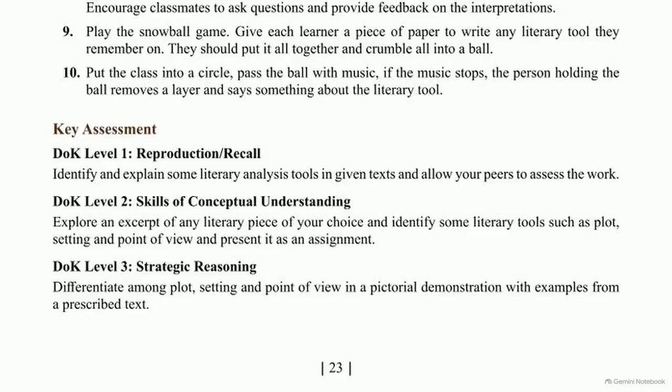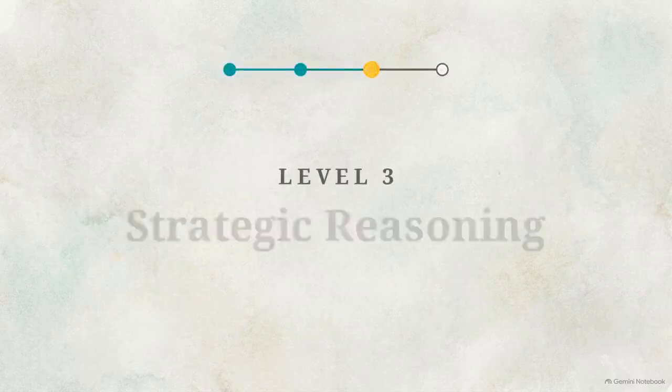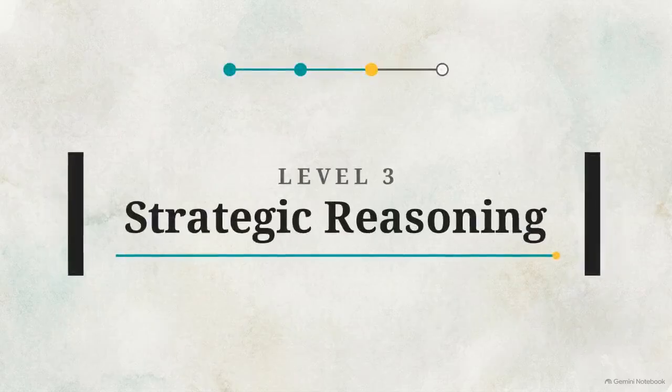This document outlines how your mastery will be assessed. For Level 1, you must identify literary tools. Level 2 requires you to explore an excerpt to identify tools like plot, setting, and point of view. Moving to Level 3, strategic reasoning, the requirements become more rigorous.